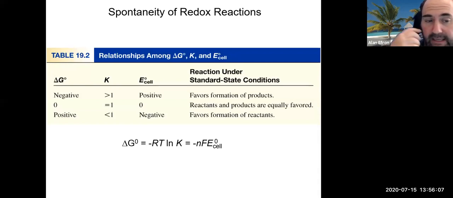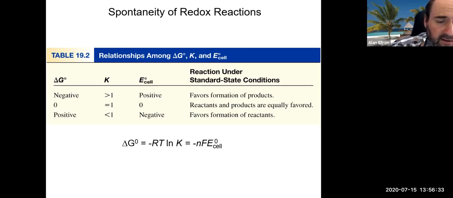If we have a positive delta G naught, that essentially means that reactants are favored. If reactants are favored, we'll have more reactants than products, which means our equilibrium constant should be a smaller value. And the E of the cell would be negative in that case, which means it's not going to be spontaneous. It's just going to hang out over on the reactant side.